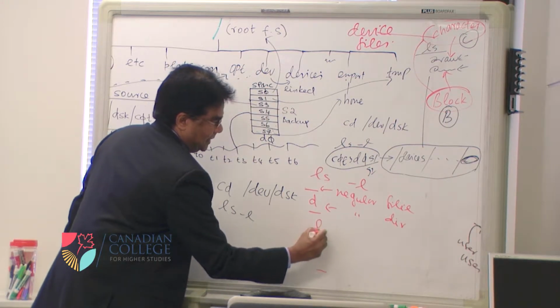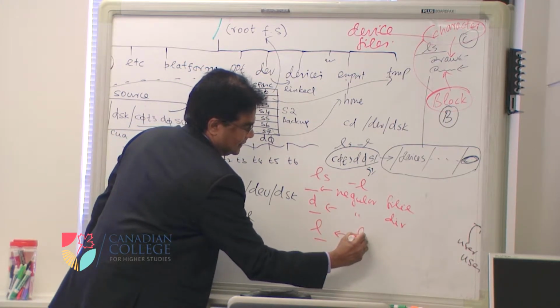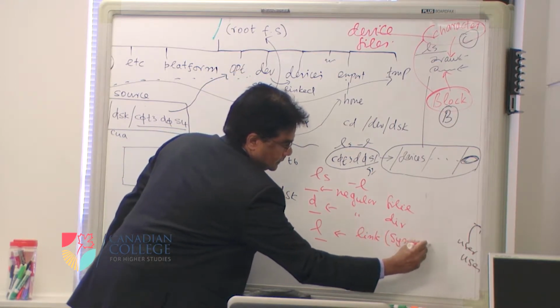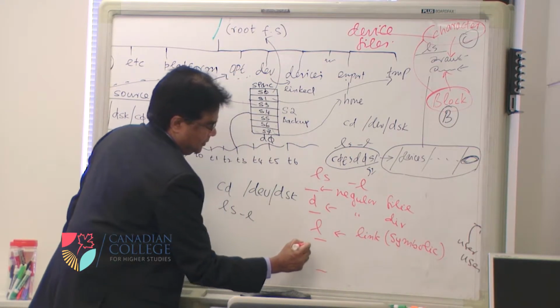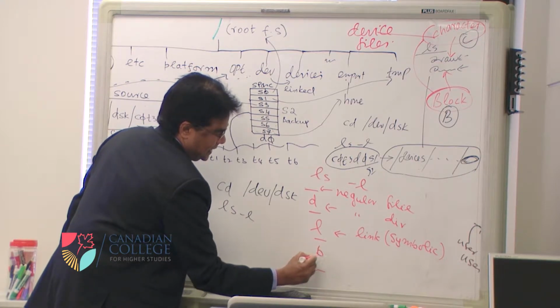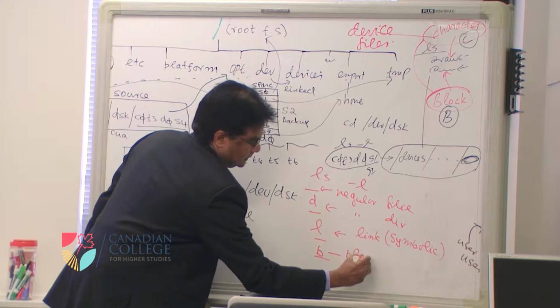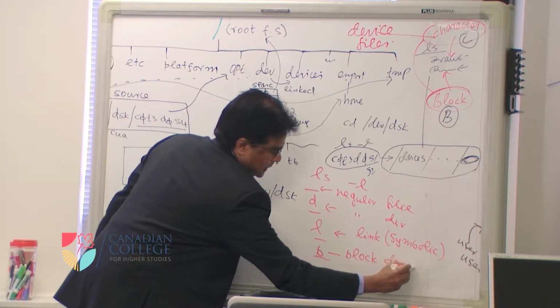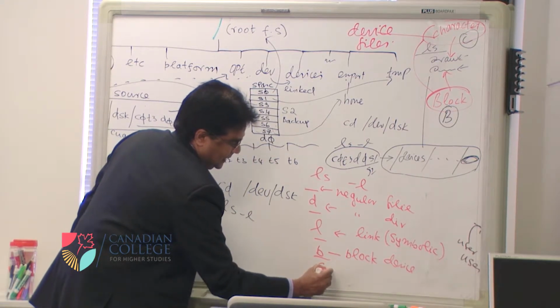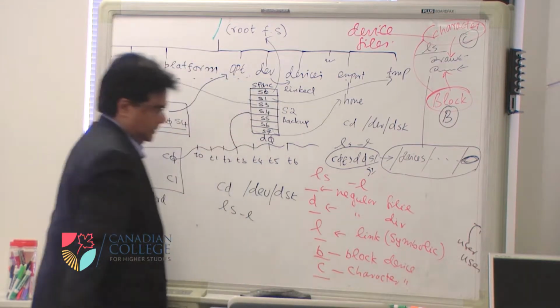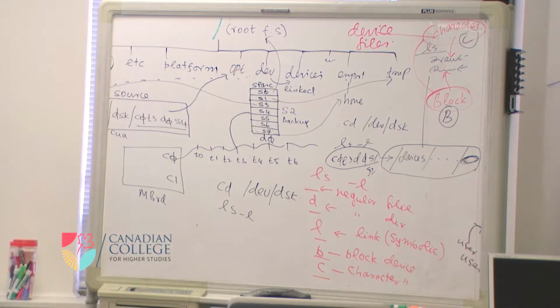And what is the other one? L means link. This type of link is called symbolic. And then if you see B, what is that? B is block device. If you see C, character device. So these are the things here.